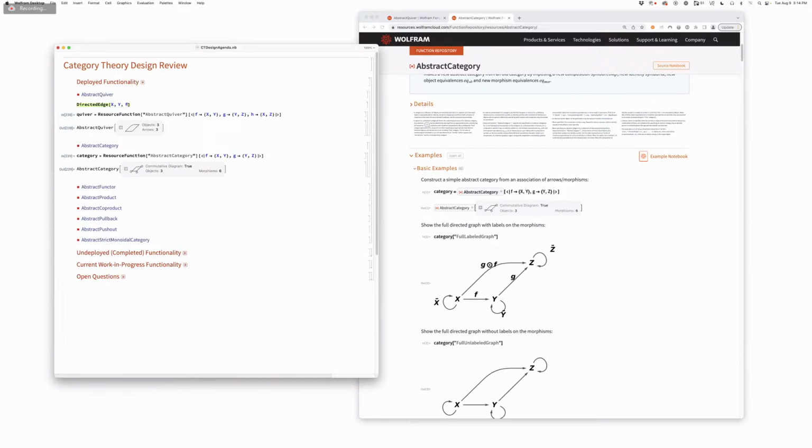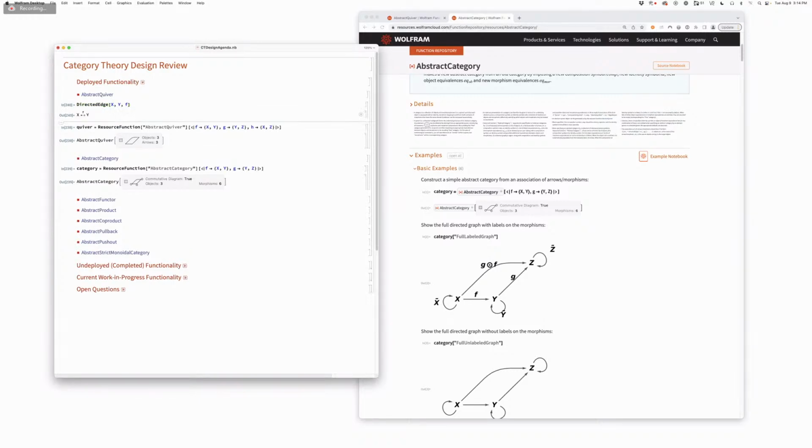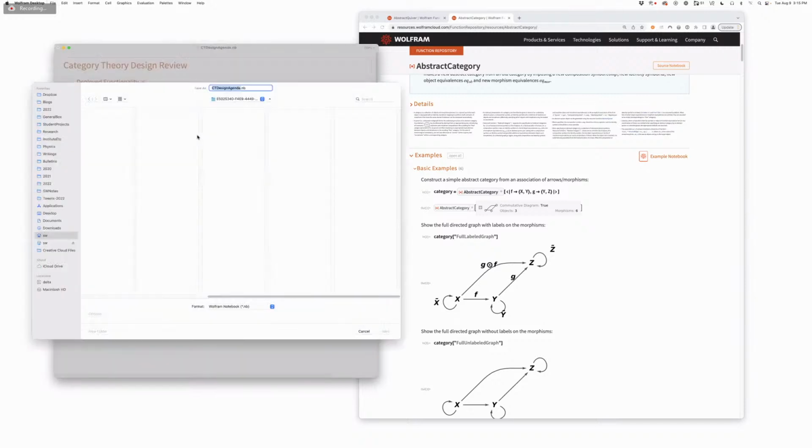So another version of this would be something like DirectedEdge. That seems like the natural way to represent one of these in our framework. Perhaps that's two objects first, morphism second. Yeah, I mean, you can. If you give AbstractQuiver or AbstractCategory just a directed graph, or a collection of directed edges, it will work.